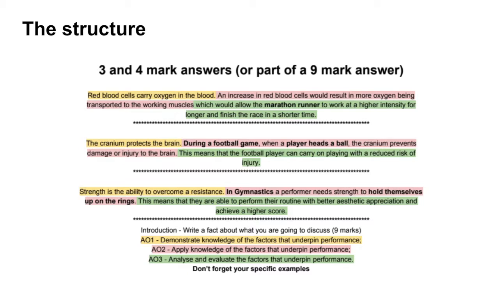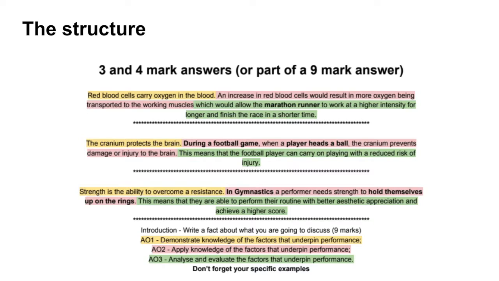So if you look at the top question about the red blood cells, this question will be something on the lines of evaluate the importance of the cardiovascular system to a marathon runner. So the first thing we do, a part of the cardiovascular system, is red blood cells. So just by stating that red blood cells carry oxygen in the blood, all we're doing there is recalling a fact, and that is going to actually pick us up 1 mark.